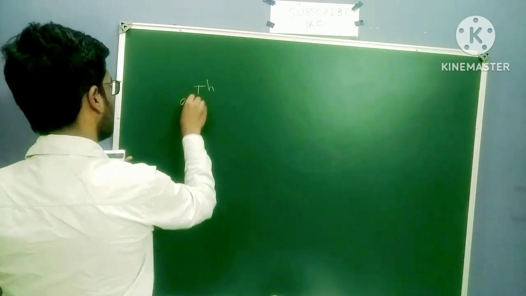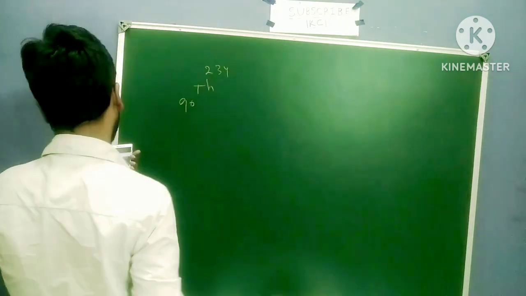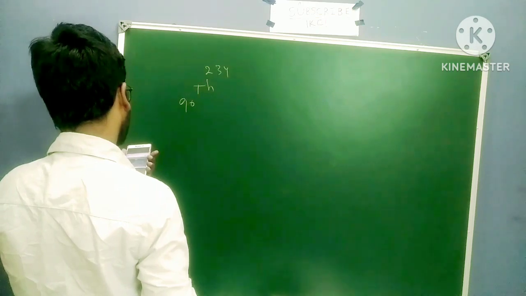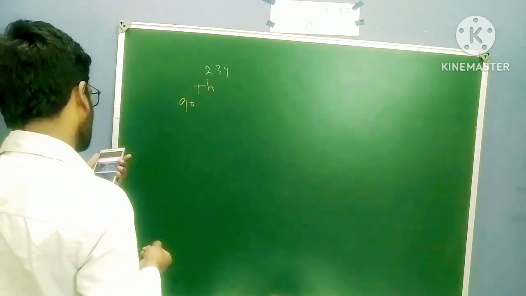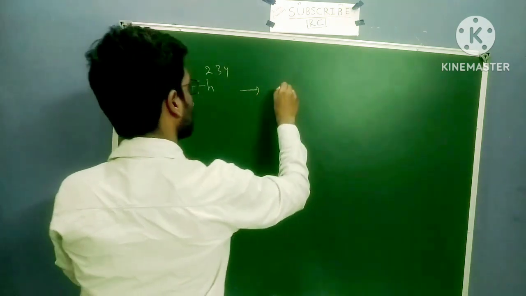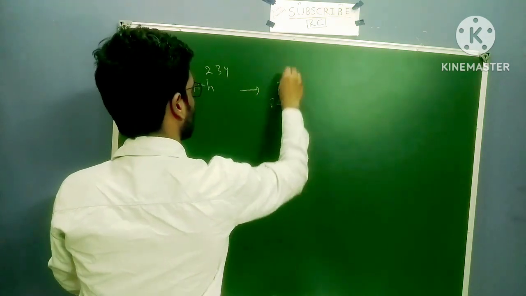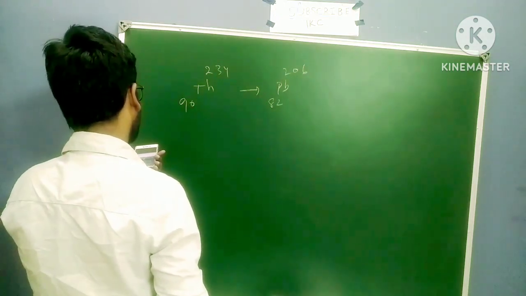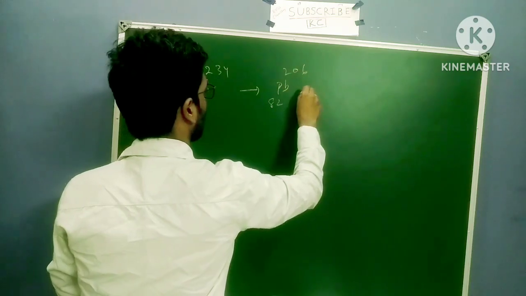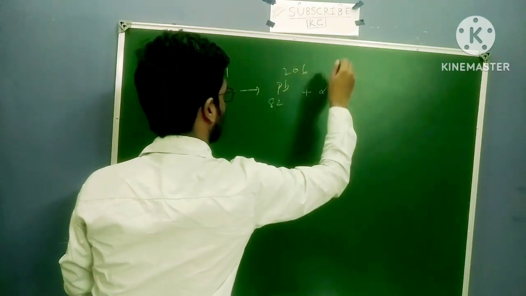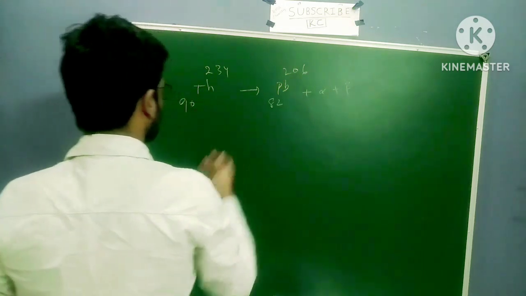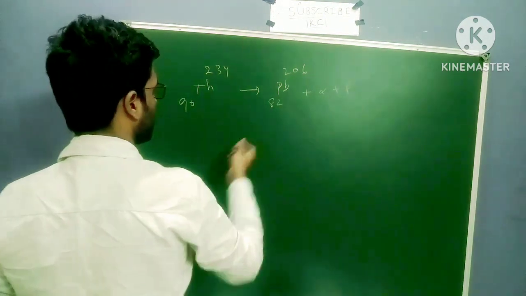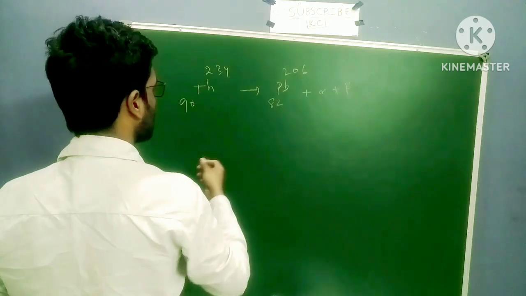Second question: thorium 90, 234 on disintegration gives lead 82, 206. What is the total number of alpha and beta particles emitted during this process? How many alpha particles and how many beta particles are emitting in this process? We can do this question in 2 ways. The first we can do by using the formula. I have already given you the formula.